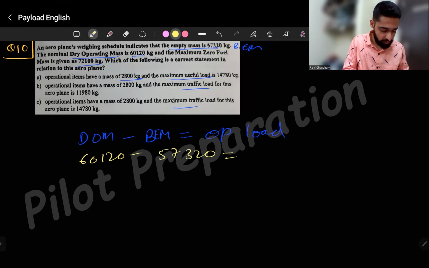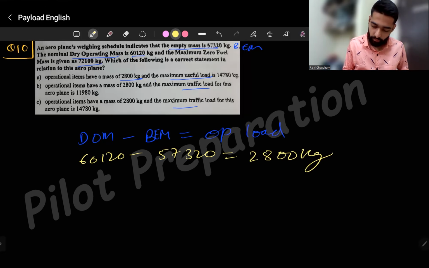So this comes out to be 60120 minus 57,320. This comes out to be 2800 kg. So my operational item mass is 2800 kg for sure. And this was there in the options everywhere, so it is of no use finally. Then we have to find out payload or traffic load. So payload will be the lowest of the three, but it is already given only one. So we will find out that one.